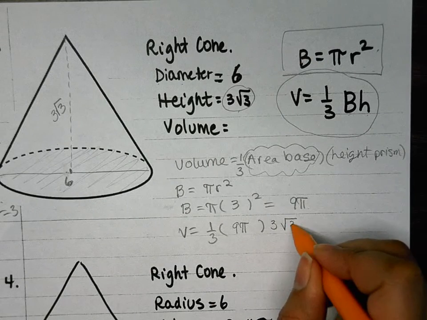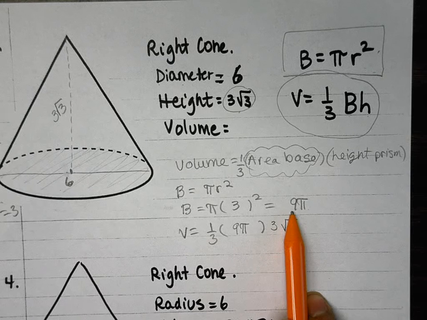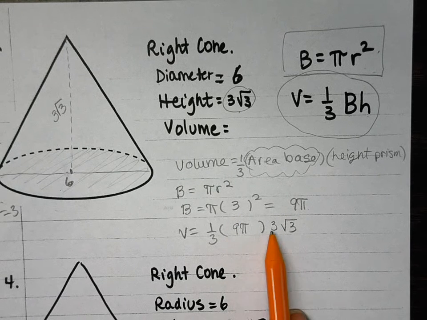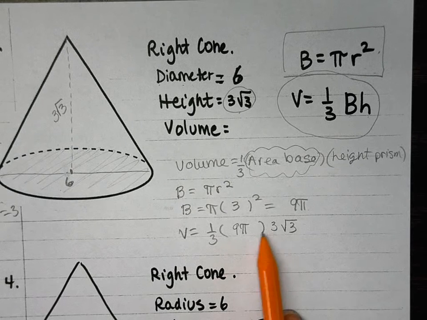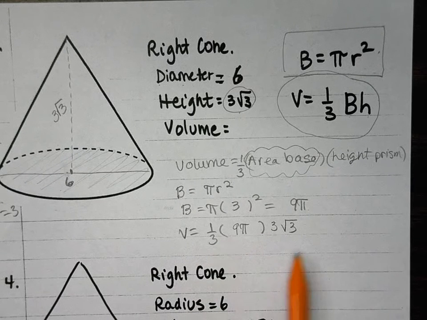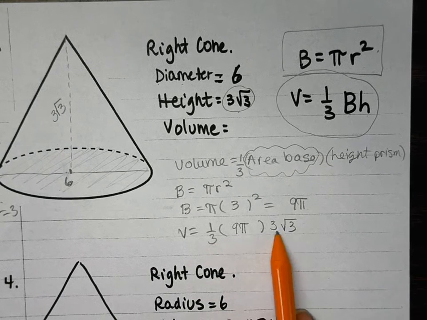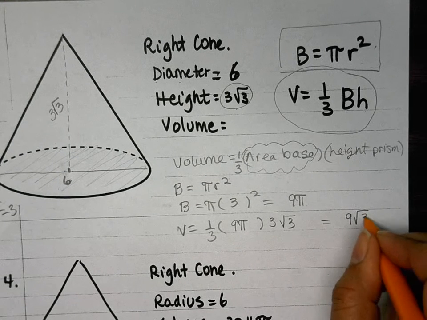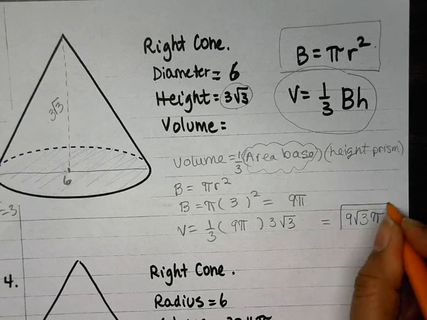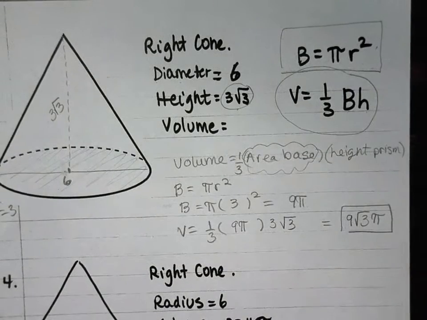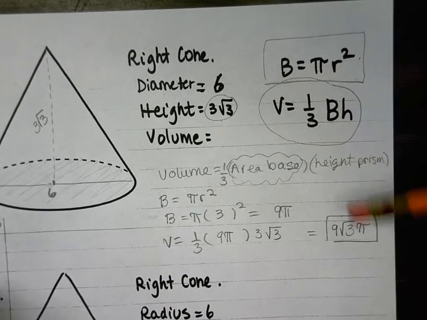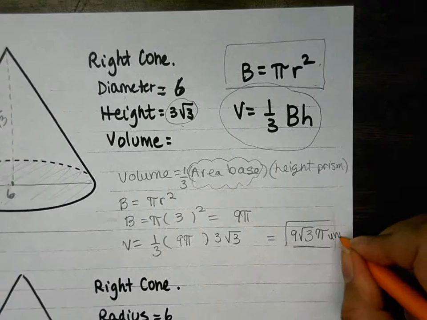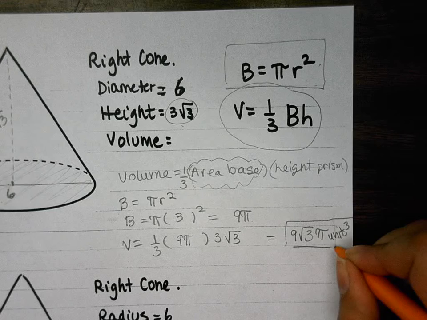Okay, when you plug this in, do not plug in the root, do not plug in the pi. So what are you typing in your calculator? 9 times 3 divided by 3. Good. Or if you cross reduce first, that's fine. It'd just be 9. 9 root 3 pi units cubed. A really long answer, I know.